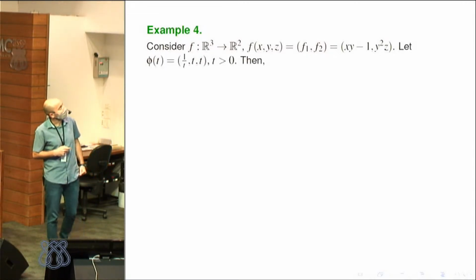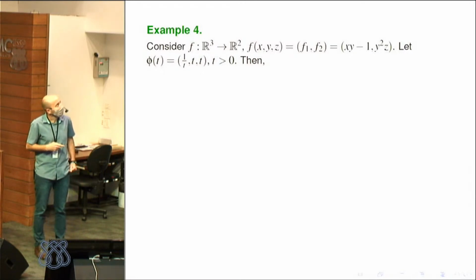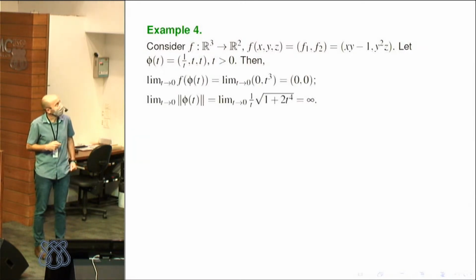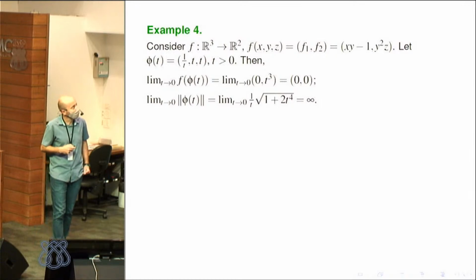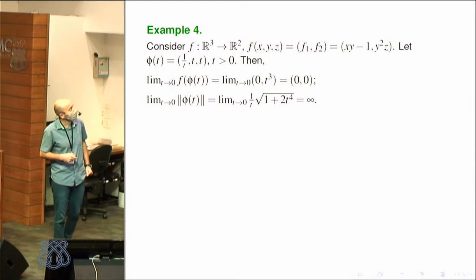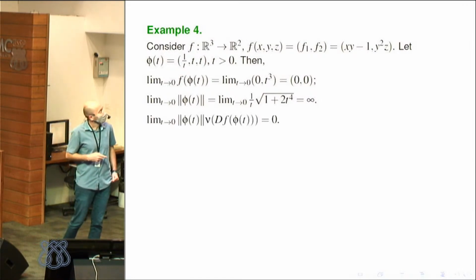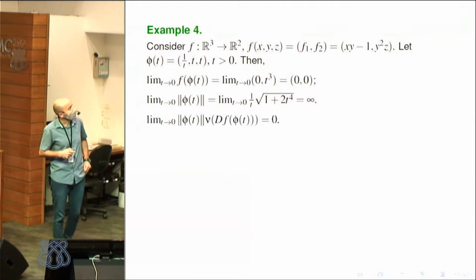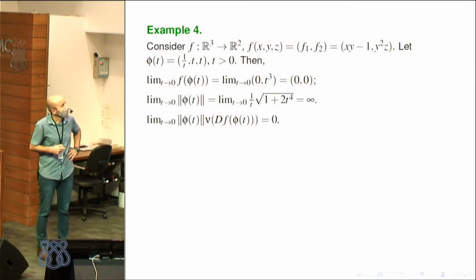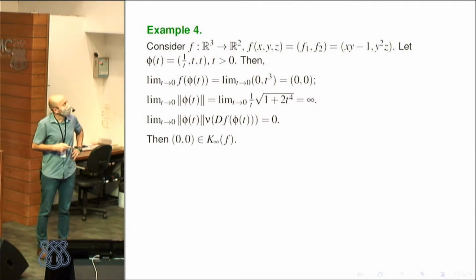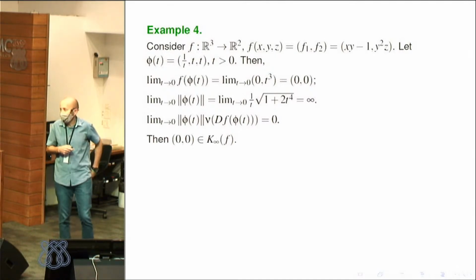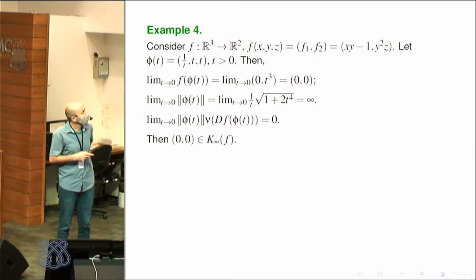If you take this curve, then we can compute f on the curve. This converges to 0, the origin of R2, as the limit goes to infinity. And we will have that this tends to 0. Consequently, by the definition of K infinity, the origin is in K infinity.